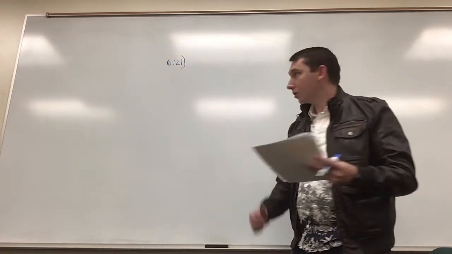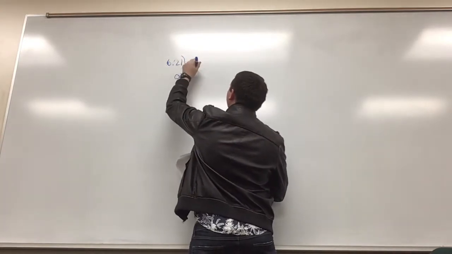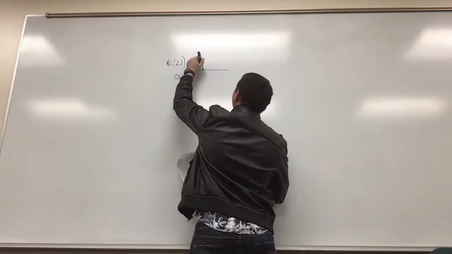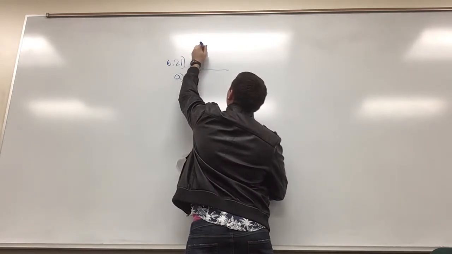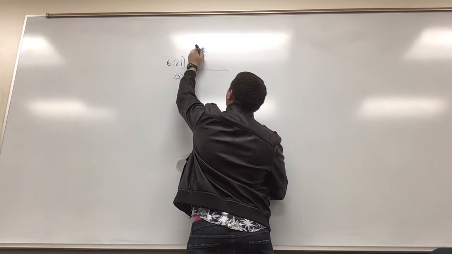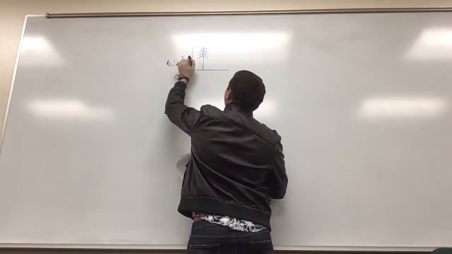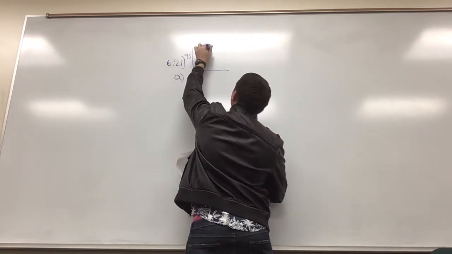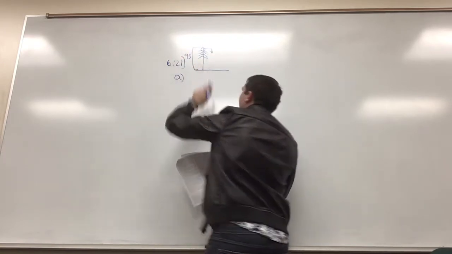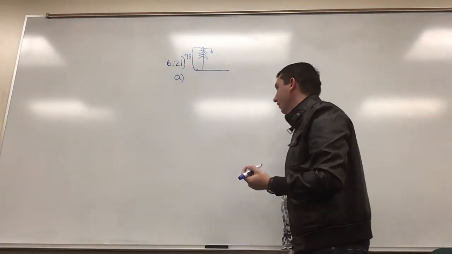And then, for part A, kind of draw a picture. So, got the ground, got some tree that has a branch that's 95 meters in the air that's falling downwards. And we want to know the velocity of the branch right before it hits the ground.